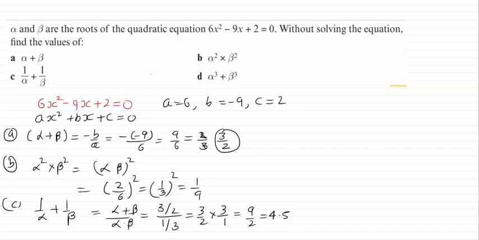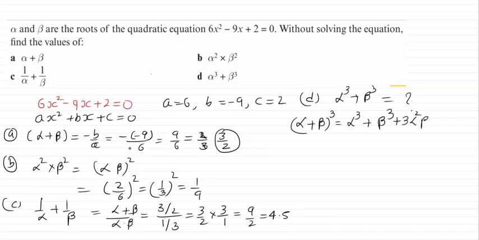Now the next bit is the d part. The d part is alpha cube plus beta cube. Here is a problem. How can we convert alpha cube plus beta cube in terms of alpha plus beta and alpha beta? So we will use this formula. Please make a note of this. (Alpha plus beta) whole cube formula is alpha cube plus beta cube plus 3 alpha square beta plus 3 alpha beta square. Okay, this is the formula.